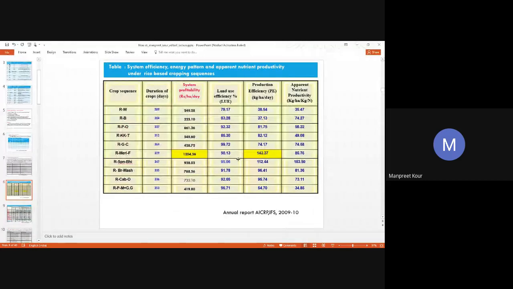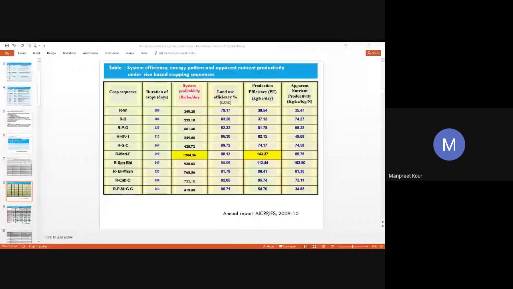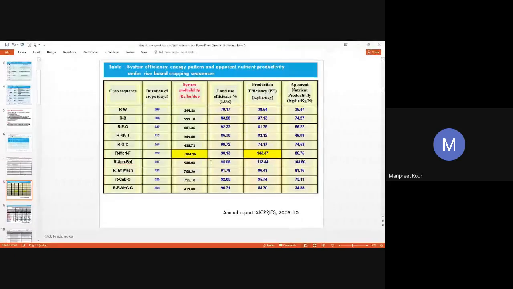Next slide, please. We have seen that in this cropping system, rice, marigold, French bean, it is the most economic system in our subtropical zones, with great system profitability and great production efficiency. Moreover, the apparent nutrient productivity, meaning how many kg per hectare of yield is achieved by a unit kg of nitrogen, is also very good compared to rice with the prevailing system. So we have recommended this technology of rice, marigold, French bean.